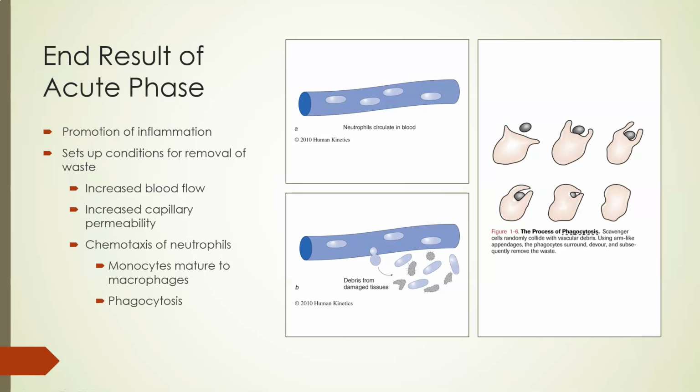And so we will get more into some of the specifics in this acute inflammatory phase when we get into the other phases of healing and the traditional 3 phases of healing that we will talk about. But keep in mind, at the end here, we have a promotion of inflammation. We have the conditions for removal of waste, right? Increased blood flow, increased capillary permeability, and phagocytosis.